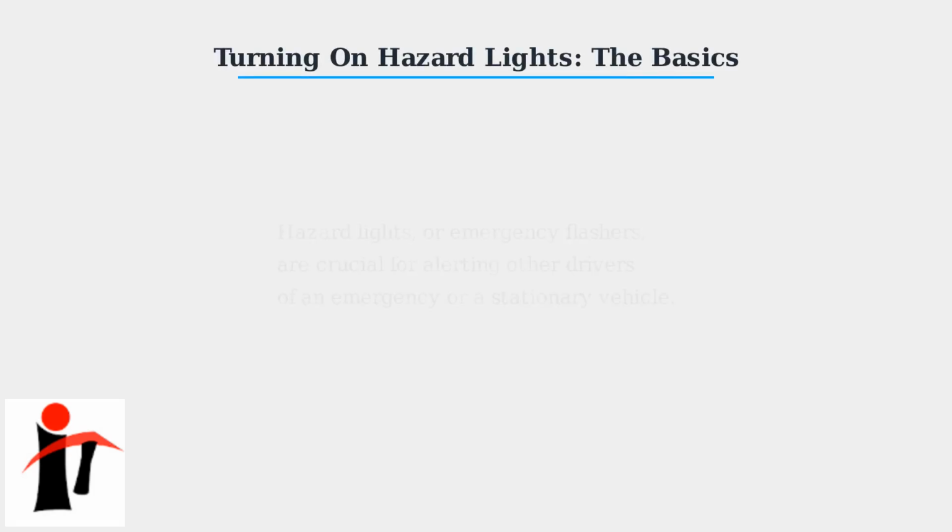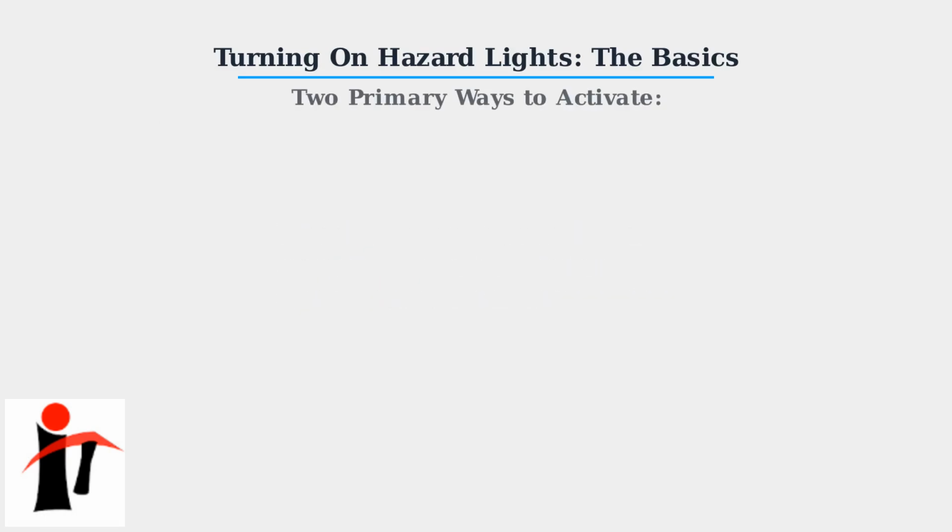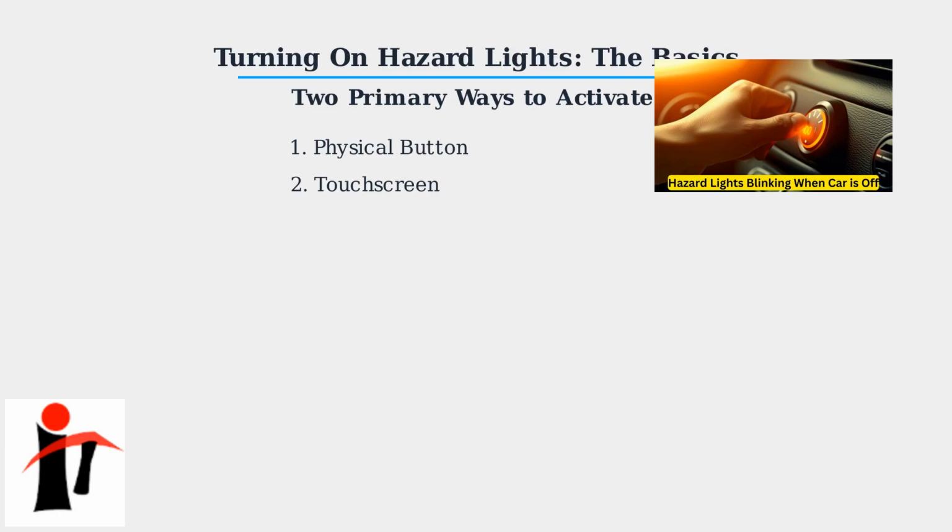Hazard lights, or emergency flashers, are crucial for alerting other drivers of an emergency or a stationary vehicle. This section covers how to activate and deactivate them on your Tesla Model Y. There are primarily two ways to turn them on and off, using the physical button and the touch screen. As of 2026, voice commands are also available on updated software versions.